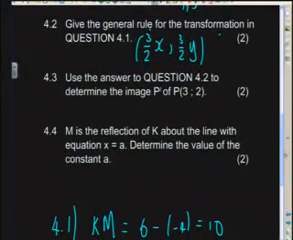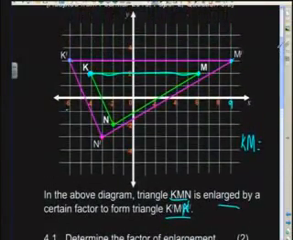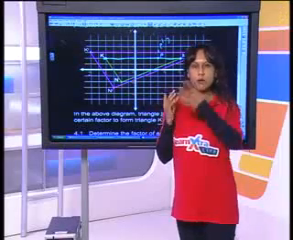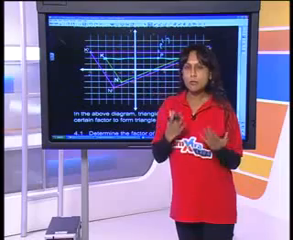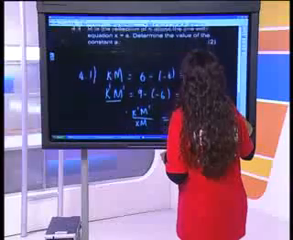Right, part 3. Use the answer in question 4.2 to determine the image P prime of a point P, which is (3, 2). So I'll just put it down here. P is somewhere here. That's P. And they want to know, what will this new point P prime be? Wherever P prime is, what will the new coordinates be? Because we've got the factor of enlargement, we simply need to multiply each coordinate by 3 over 2.